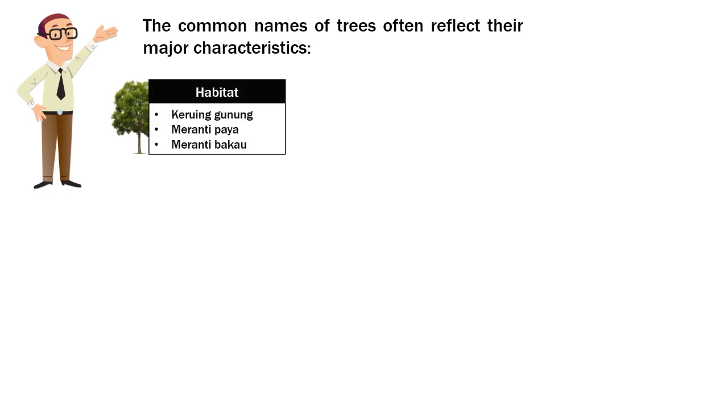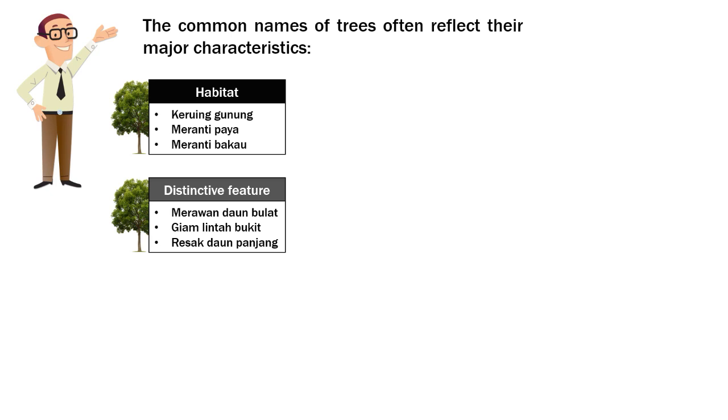The first characteristic is habitat. This is referring to the natural habitat of the species. For example, keruing gunung, meranti paya, and meranti bakau. Gunung, paya, and bakau, those are Malay vocabularies. Gunung is referring to mountain. Paya is referring to a swamp. And bakau is referring to mangrove.